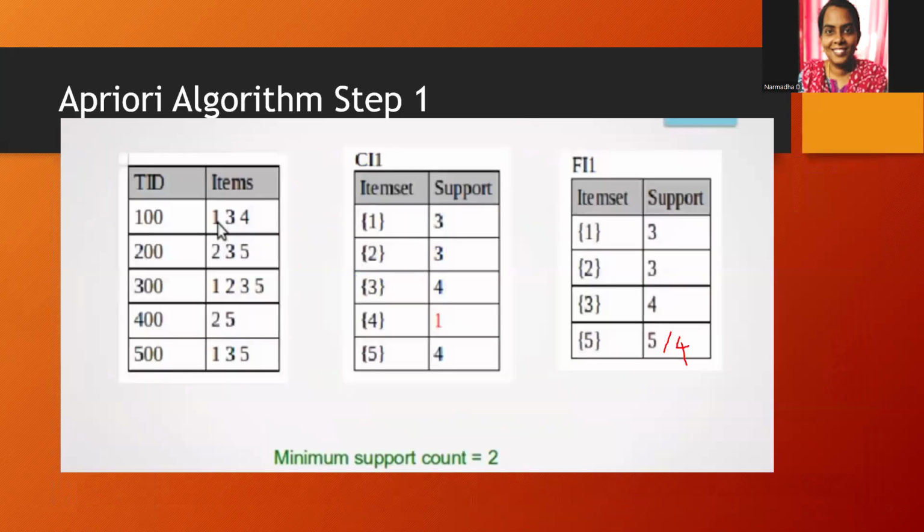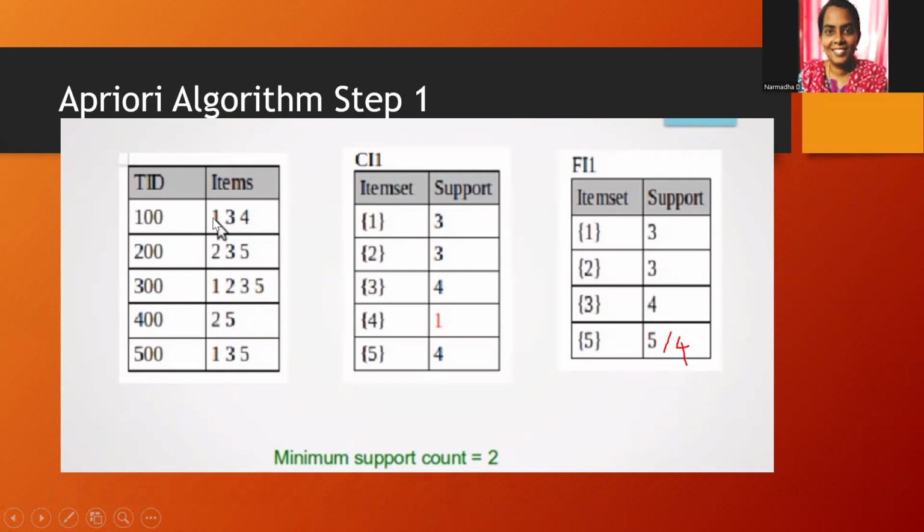So let us consider, for example, this. We will understand it with the help of an example data set. This is the small data set that we are going to consider. It comprises the transaction IDs 100, 200, 300, 400, and 500. They are the transaction IDs.